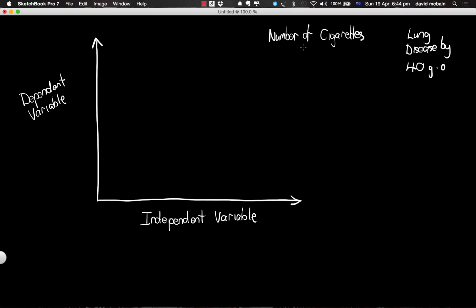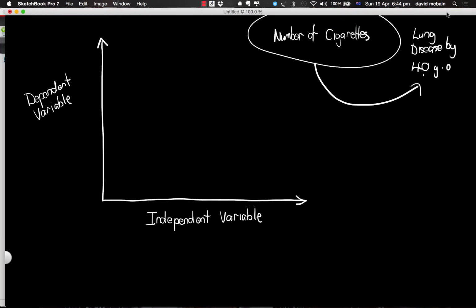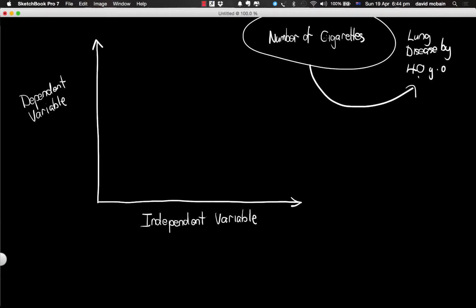Now, if we're going to look at this investigation, what we ask ourselves is, what do we expect will have an effect on the other variable? Do we think that lung disease will cause the number of cigarettes to change? Or is it more likely that the number of cigarettes we smoke determines lung disease? Well, clearly, we think that it's the number of cigarettes we smoke that will affect the chance of getting lung disease. So this is what we'd consider to be the cause, and this is the effect.